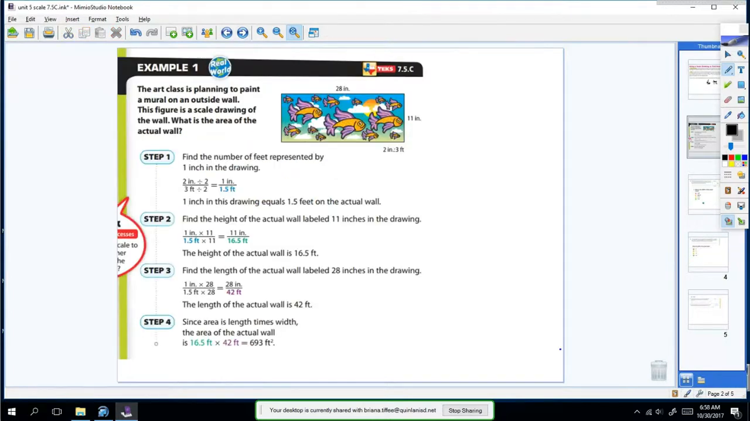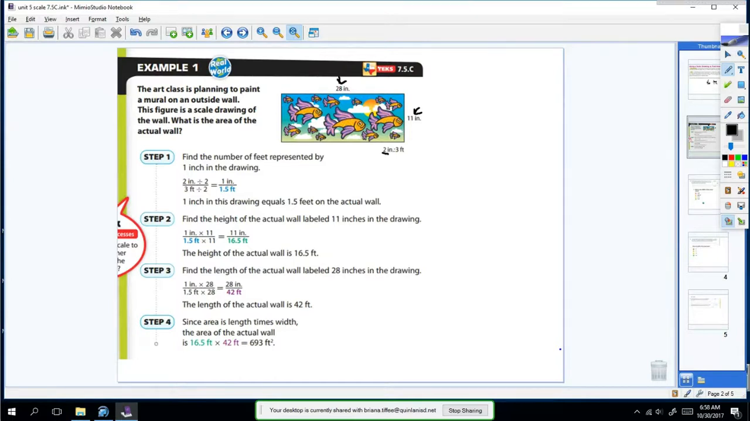So let's look at our first example. The art class is planning to paint a mural on an outside wall. This figure is a scale drawing of the wall. What's the area of the actual wall? Okay, so what we need to do is convert the 28 inches and 11 inches to feet to be able to find the actual dimensions of the mural.